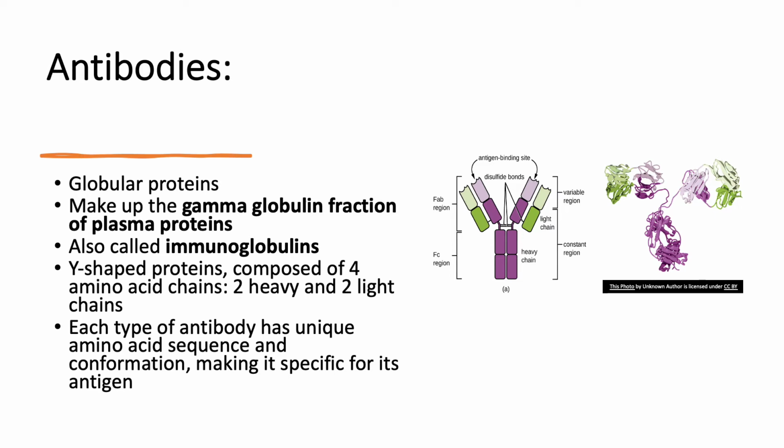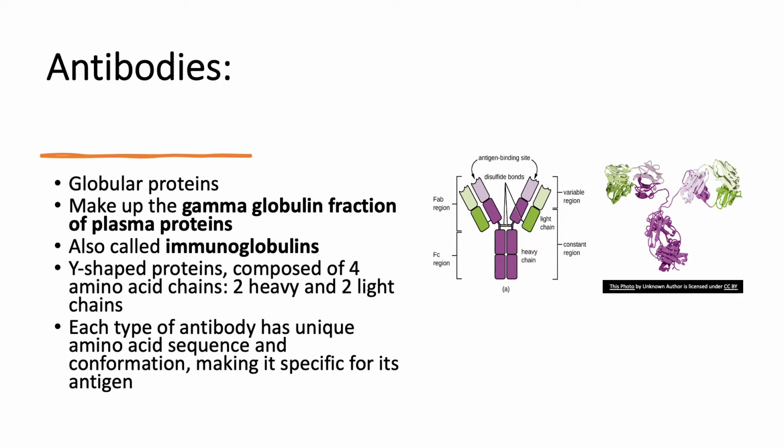Antibodies. Antibodies are soluble globular proteins that constitute the gamma globulin fraction of the plasma proteins. Each antibody molecule consists of 4 chains of amino acid, as you see in the picture. They are linked by pairs of sulfur atoms that attract by disulfide bonds. The 4 chains form a Y-shaped structure.